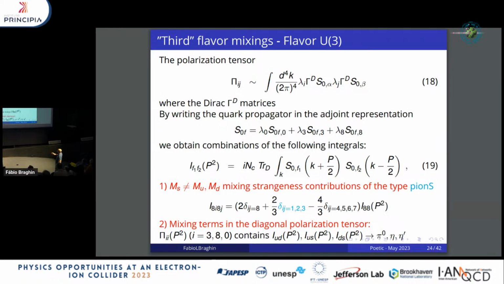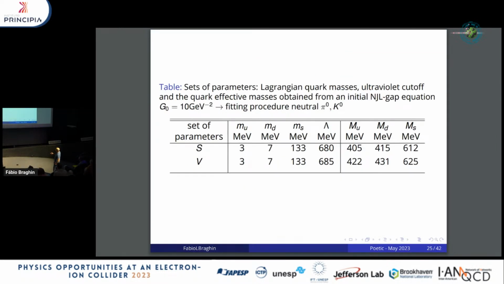So this S0, S3, and S8 depend on the quark mass differences. Then we have different structures that will contribute in the polarization tensor. Basically, they depend on the generators 0, 3, and 8 of the U(3) group, and then mixing terms of the up-down, up-strange, and down-strange will give rise to the pion, neutral pion, eta, and eta prime. So this is a sort of usual table that I take for doing numerical calculations.